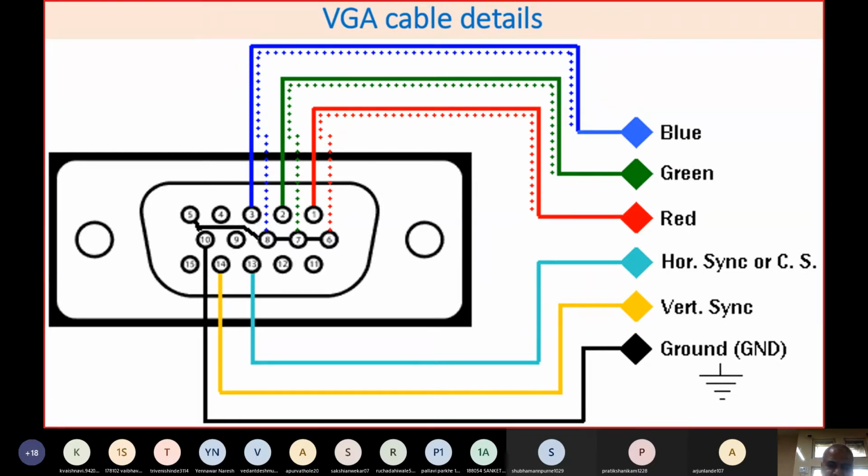And the remaining pins, that is 5, 6, 7, 8 and 10, are all grounded pins. You'll find that for every signal, that is the red signal, there is a positive signal, and it is close with the ground. Similarly for the green signal and the blue signal. So this is a typical structure or construction of any VGA cable.